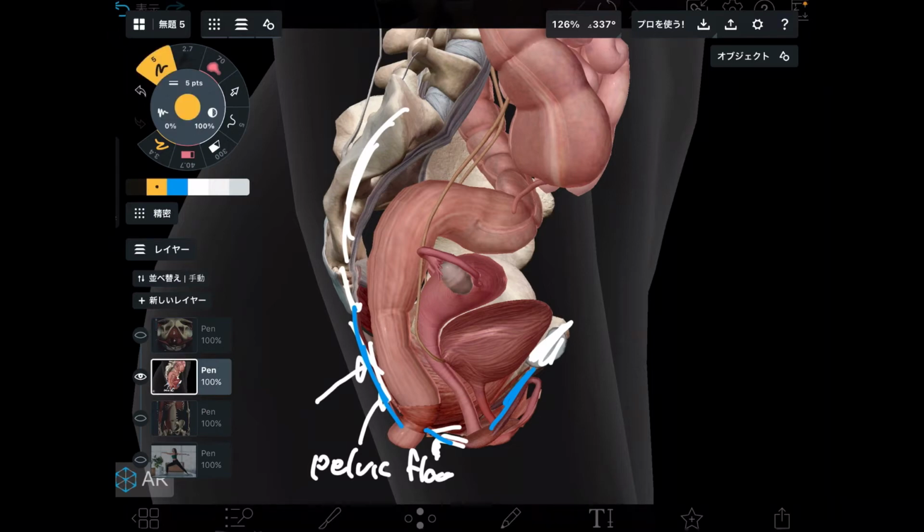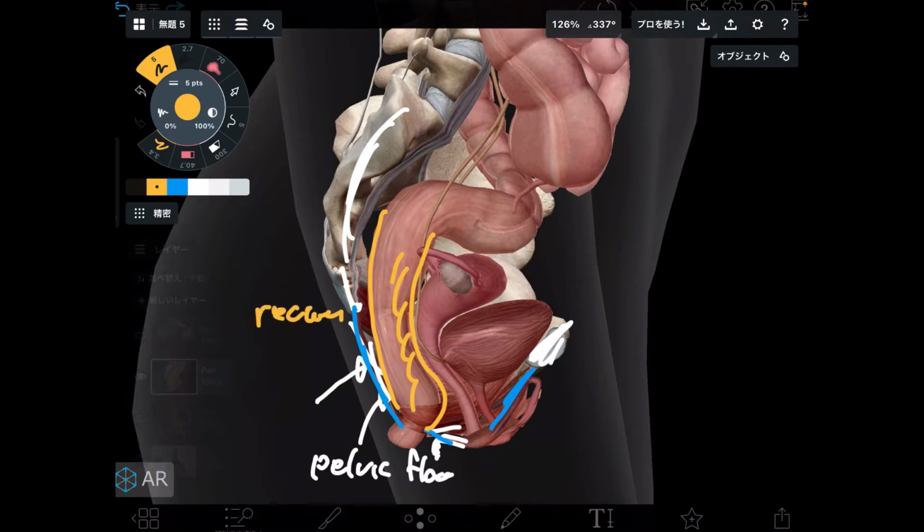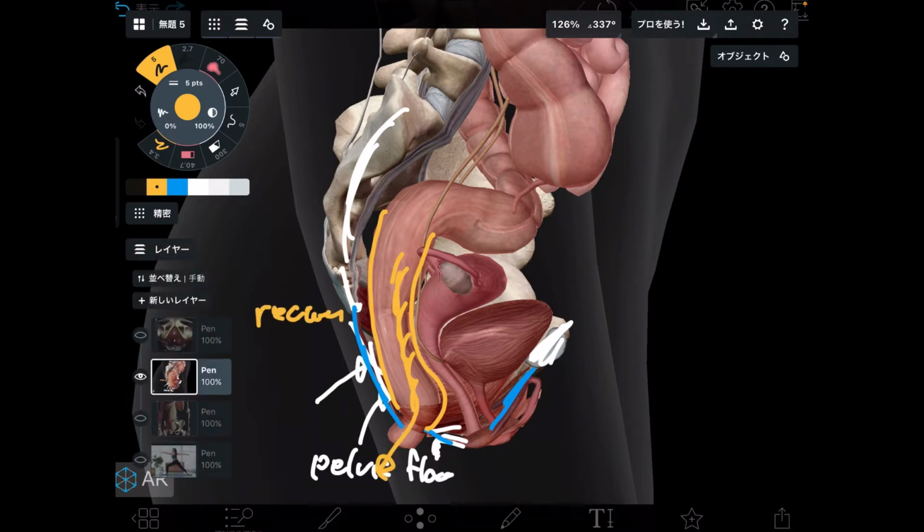What kind of internal organs are related to the pelvic floor? That's the digestive system and urogenital system. What is this one? This is the rectum. This part is the rectum. And it becomes the anus and exits from the anus, right? Number one, rectum. Next one is this one. This is the uterus. The uterus becomes the vagina and there is an exit.